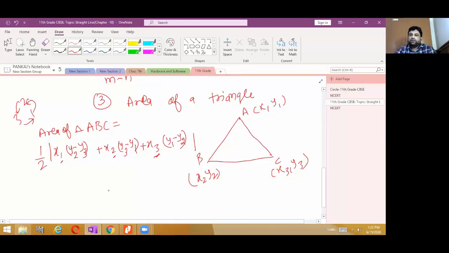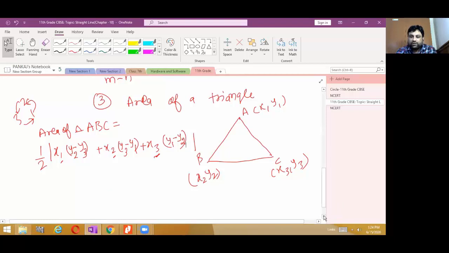Got it? In 10th grade we learned this formula. Actually this formula is only applicable when the coordinates of the vertices of triangle ABC are given. We have some other formulas also. In 12th grade I will teach you in the chapter determinants how to find the area of a triangle using determinants. In algebra we learned that the area of a triangle is 1 by 2 base into height. In coordinate geometry we learned one formula. The determinant method is not in the syllabus of 11th grade, so I will teach it in 12th grade. Got it?